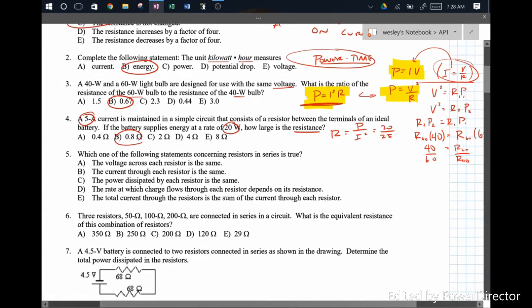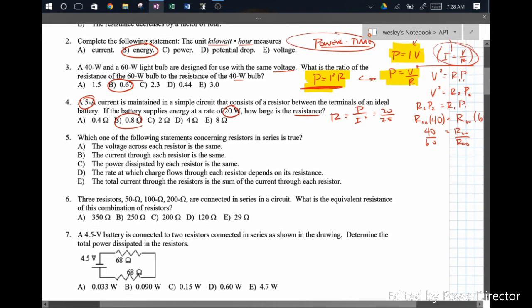Which of the following statements concerning resistors in series is true? Well, when we're in series, the current is the same all the way through, and the voltages add. So the voltage across each resistor does not have to be the same. It depends on the resistance of each resistor. But the current through each resistor has got to be the same.